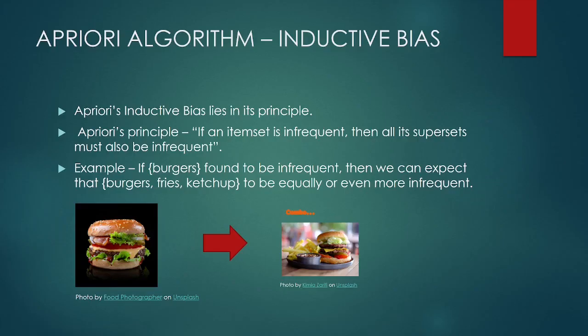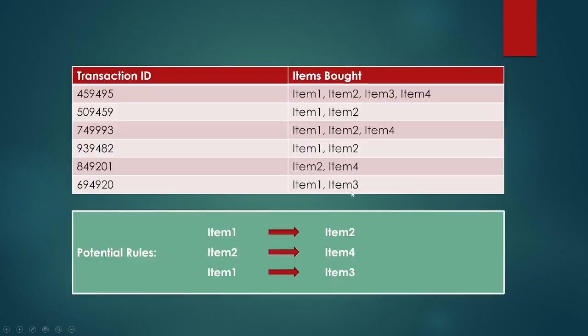So let's move on to the inductive bias of the a priori algorithm. The inductive bias states in its principle that if an item set is infrequent, then all its supersets must also be infrequent. For example, if burgers are found to be infrequent in the item set, then we can expect that the superset of that item set which has burgers, fries and ketchup will also be infrequent.